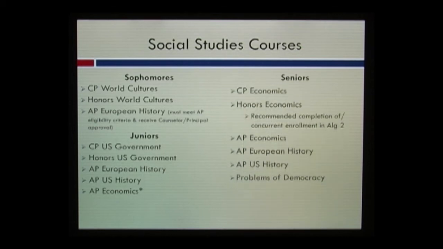Seniors, your main options are CP, Honors, or AP Economics. You may take the previously mentioned AP courses as well. Problems of Democracy is a final option for seniors to fulfill the 4th social studies credit. It is not recommended for college-bound students.